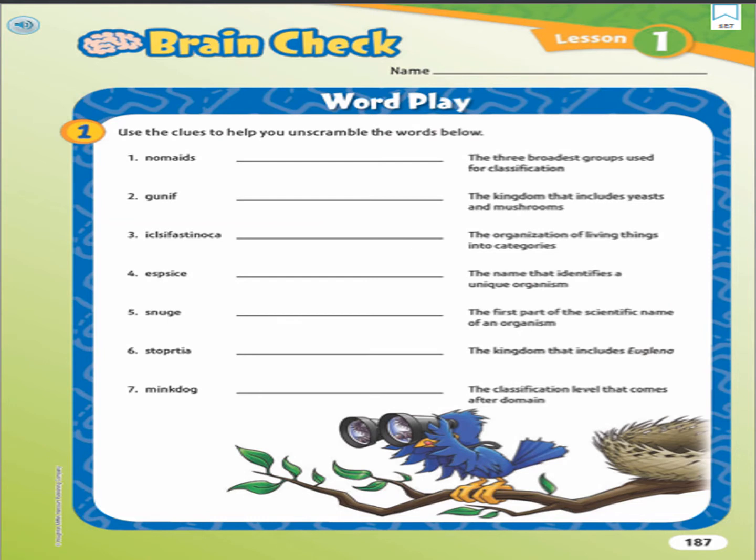In the next one, we have our brain check. You're going to have to unscramble the words that you have. I will only do number one, just to help you. The three broadest groups used for classification, that would be domains. Okay, you can see that as it says nomads, you would change it to domains.